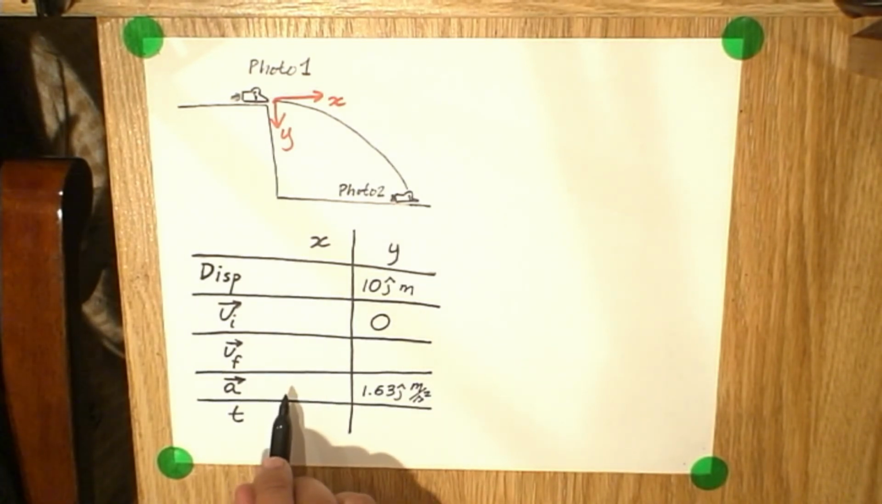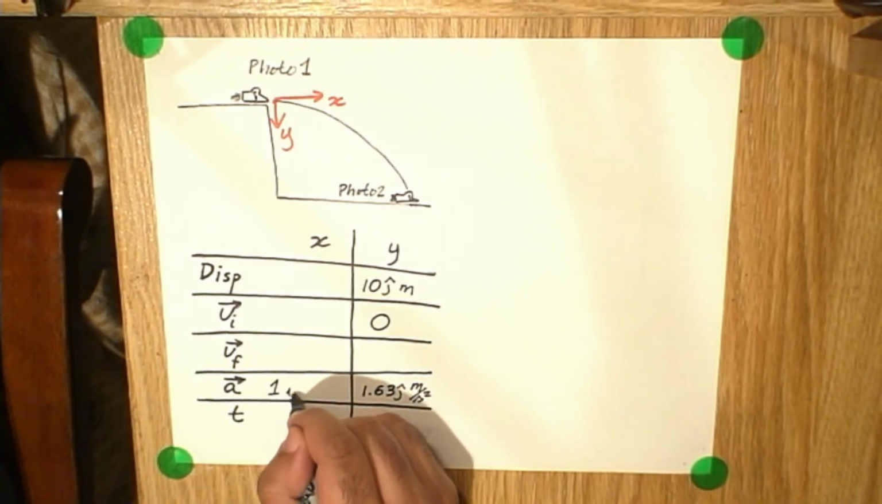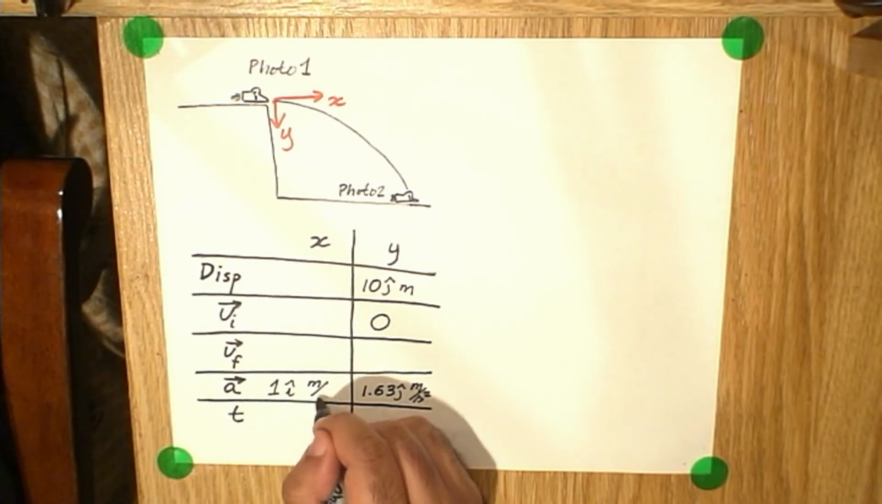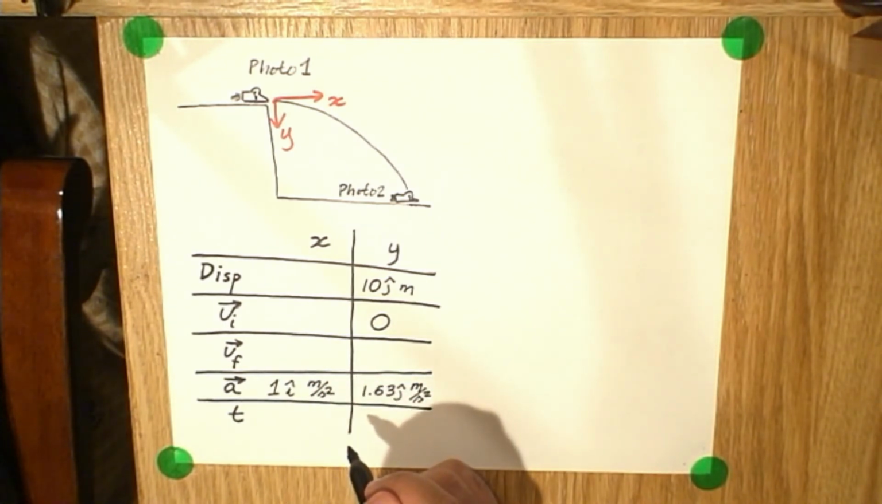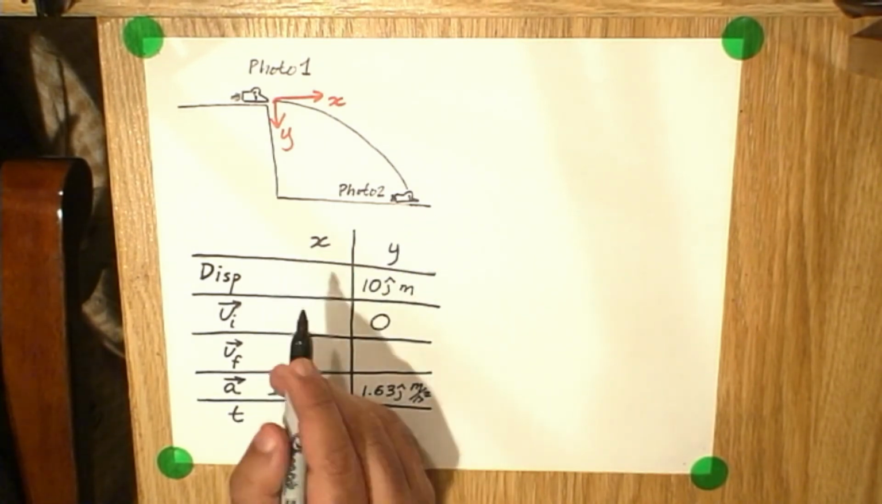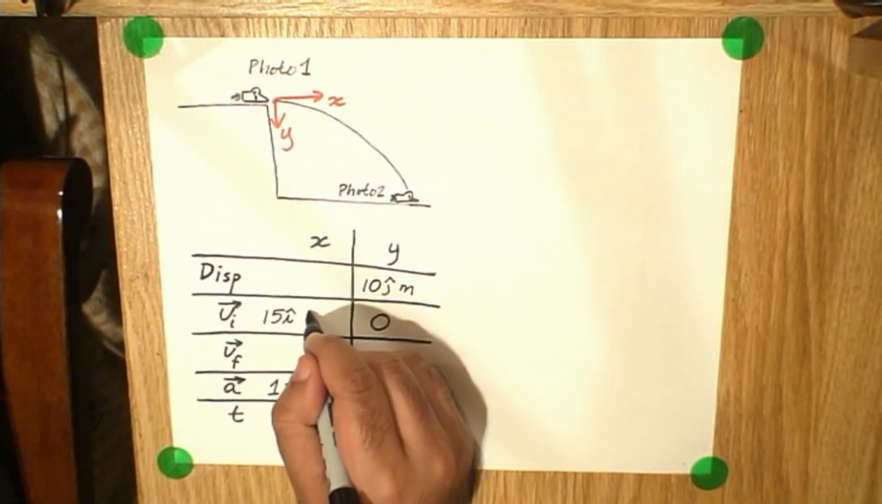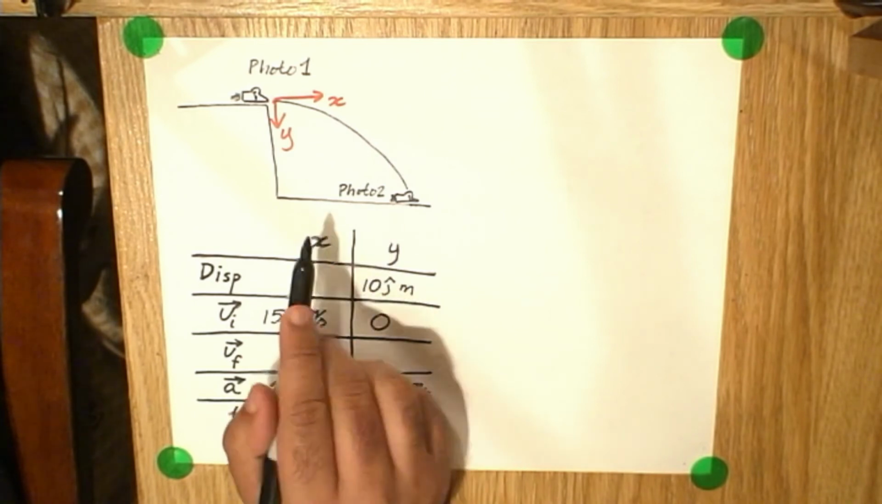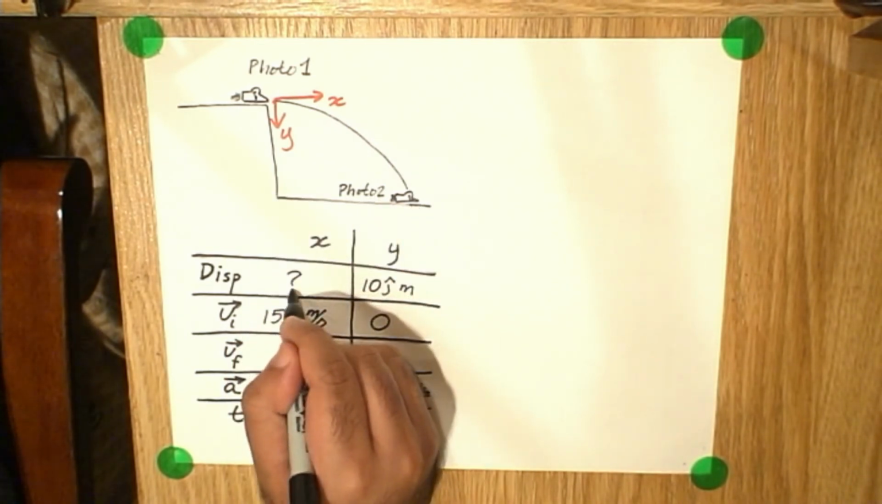The acceleration in x was 1 i hat meters per second squared because we were in powered flight. The initial velocity in x was 15 i hat meters per second, and we were looking for how far away from the cliff we land. That's the displacement.